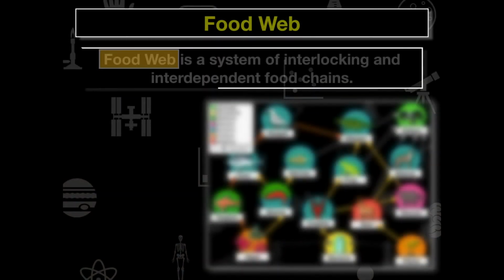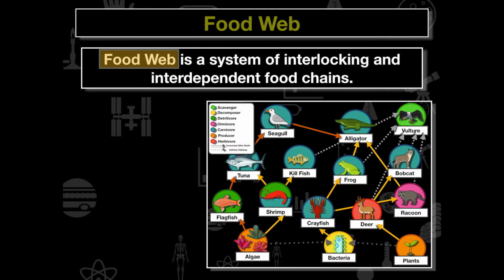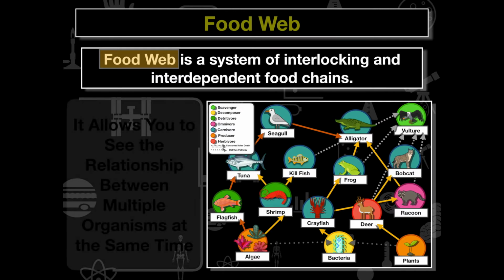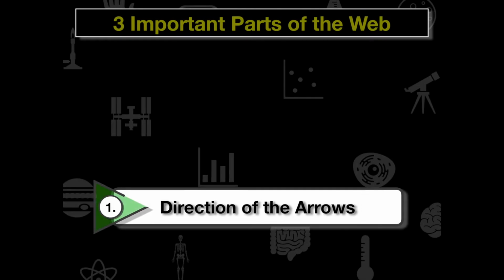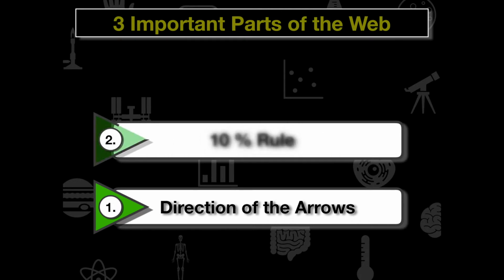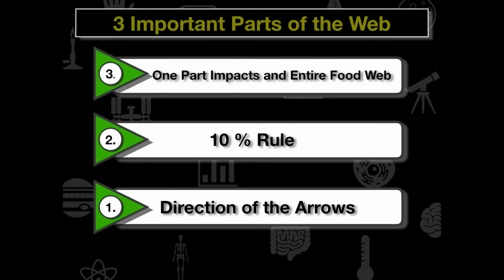Now, food webs are going to be a little bit different. A food web gives a system of interlocking and interdependent food chains. So what it allows you to do is see the relationship between all of these organisms and the pathways along which energy can flow amongst them. Food webs have three important parts for us to understand. We have to understand the directions of the arrows. We have to understand the 10% rule. And we also have to understand that one part of a food web is going to impact the entire food web. So we're looking at the food web in the next animation, and we want to be thinking about these three components.